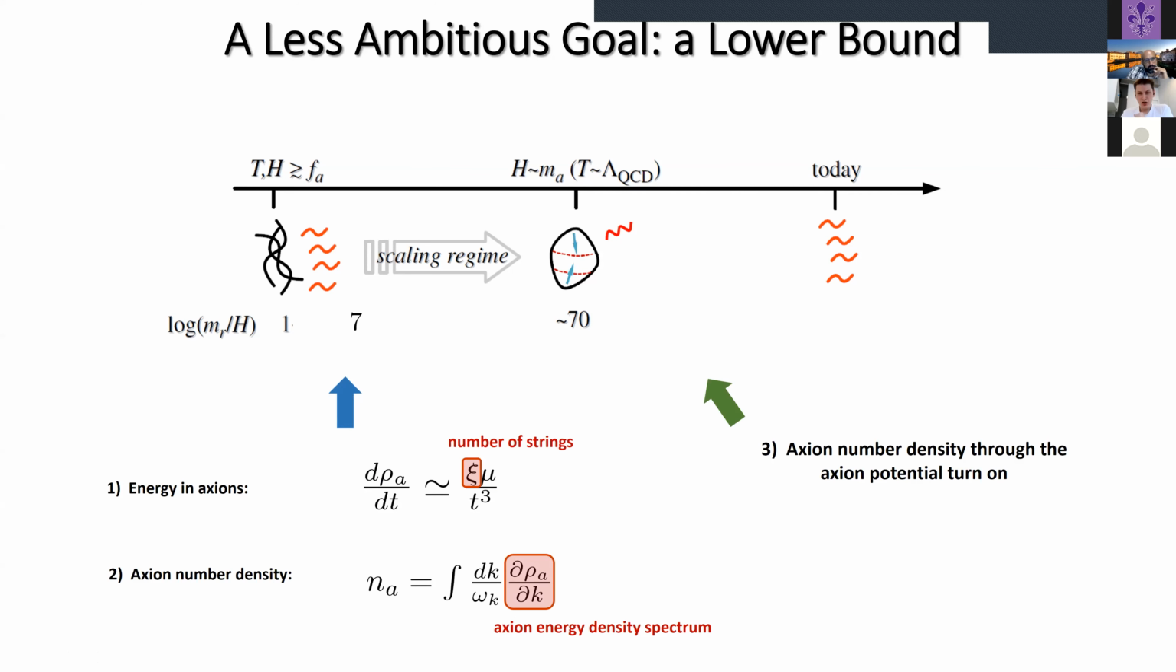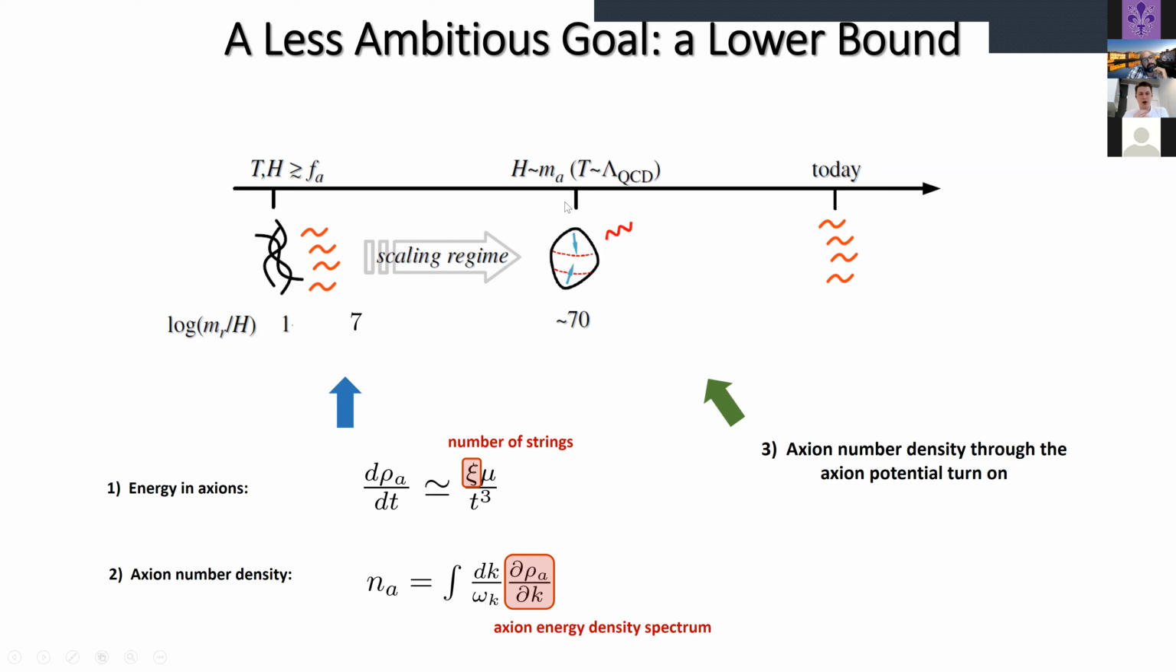And at the end, we need to understand how the number density, which is produced between log 1 and 70, is transmitted during the nonlinear evolution that happens at the QCD transition. Indeed, the number density produced before log equals 70 will be a relativistic number density because the axions have no mass at that point.